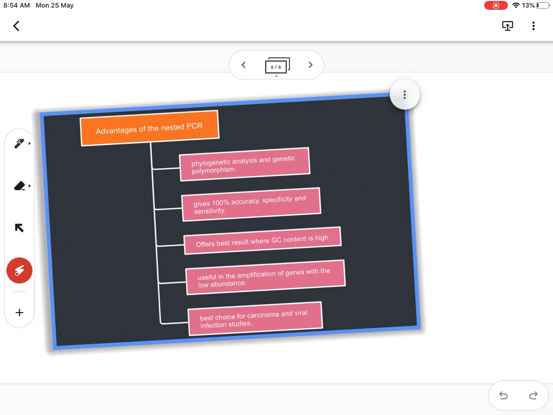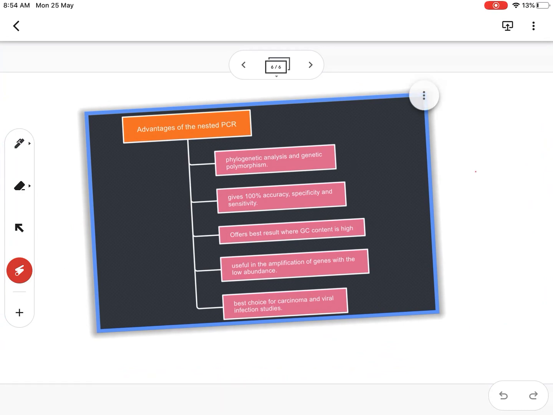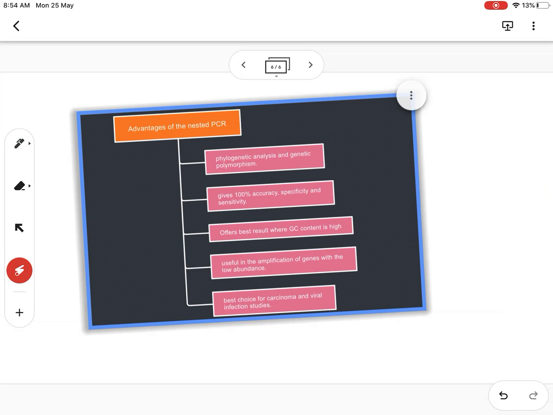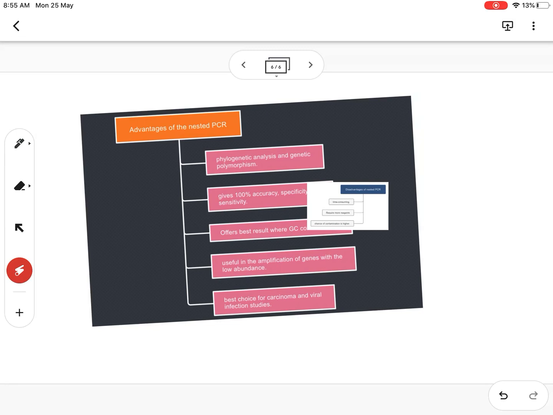That is another advantage of nested PCR, and this offers the best results where the GC content is very high. When GC content is high, there are more chances of non-specific binding. So for such a type of DNA molecule that contains very high GC, we can use nested PCR. It is useful for the amplification of genes with low abundance, and it is the best choice for carcinoma and viral infection.